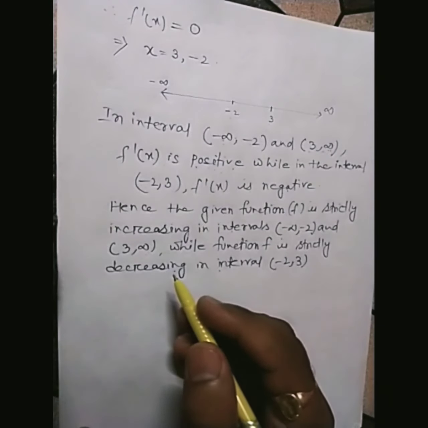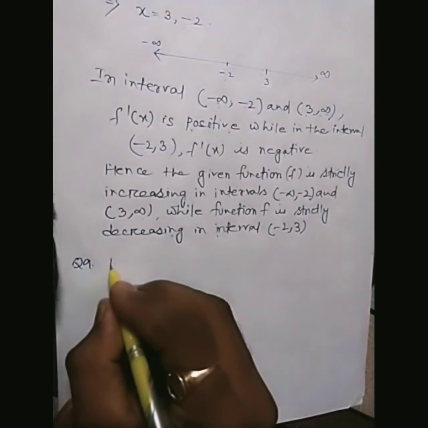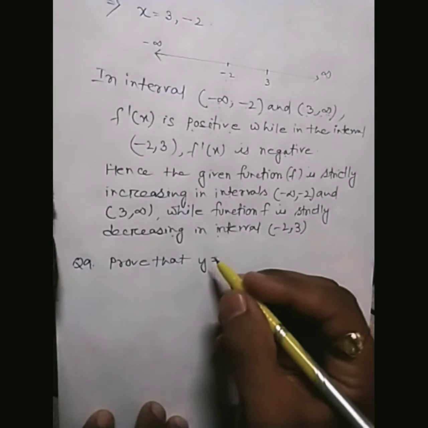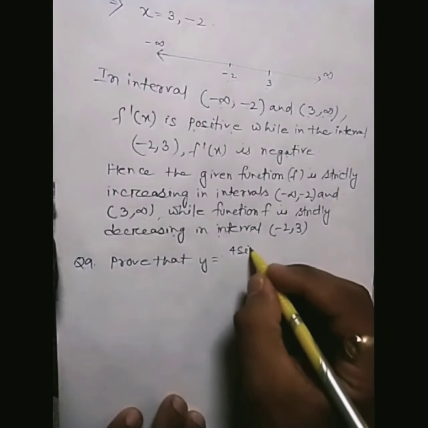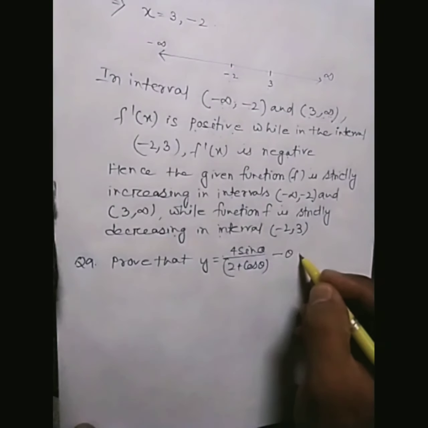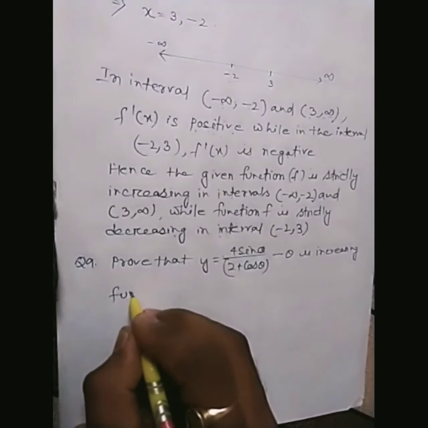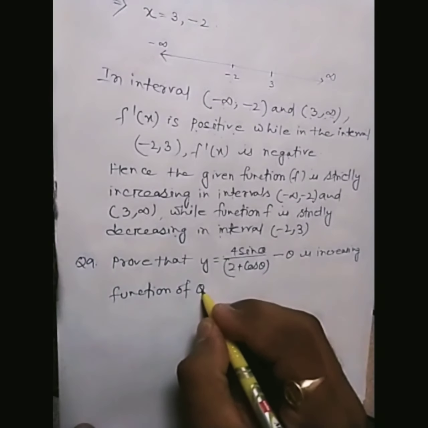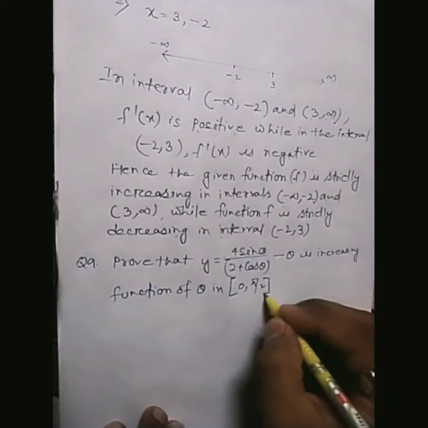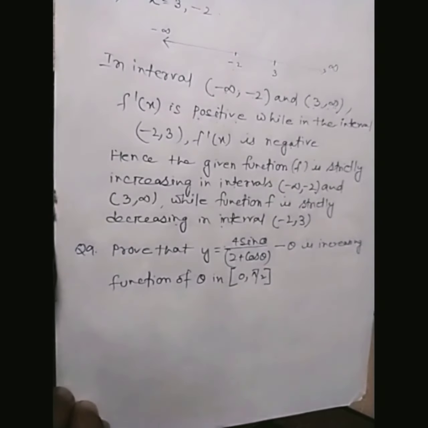Let us take the next question, question number 9. Prove that y equals 4 sin theta divided by 2 plus cos theta, minus theta, is an increasing function of theta in the closed interval 0 comma pi by 2. So see how you can proceed. Solution.